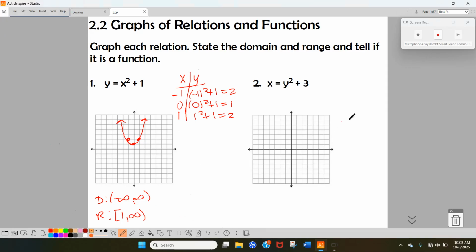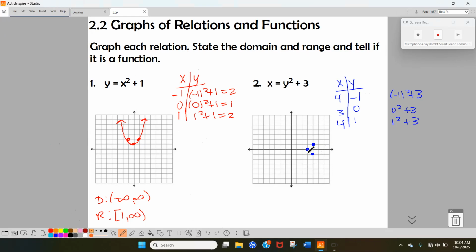All right, number 2, when we make a table here, y is what's having stuff done to it. So when we pick values, we're going to pick values for y. So we'll do -1, 0, and 1 for y. Plug those in and find some x's. So -1 squared plus 3 gives me 4. 0 squared plus 3 gives me 3. 1 squared plus 3 gives me 4 again. So we've got 4, -1; 3, 0; and 4, 1.